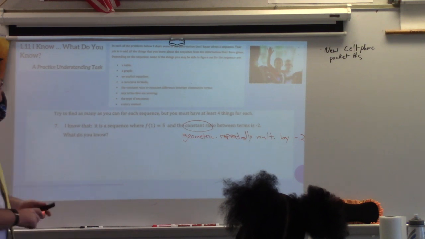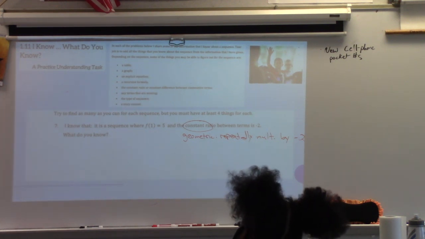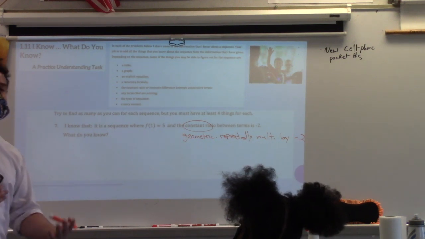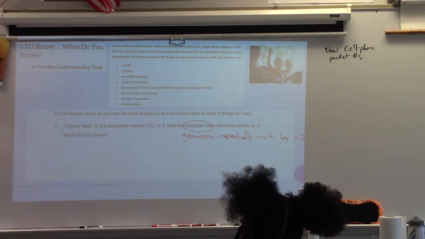You need to create at least 4 different things for this sequence. We've already got one. It's geometric. We already know that. We can make tables, we can make graphs, we can make whatever we want, but I definitely want you to be thinking about recursive and explicit equations, because those are the things that we really have to work on. We all clear on that? We good? Ready to work? Alright, let's knock out as many as we can.